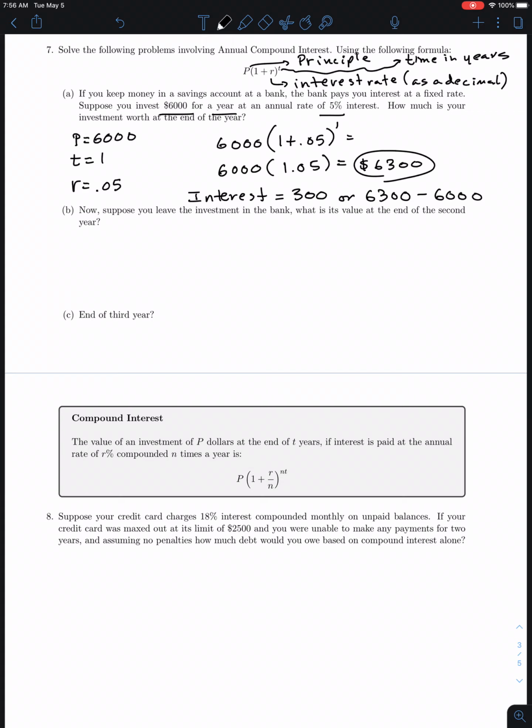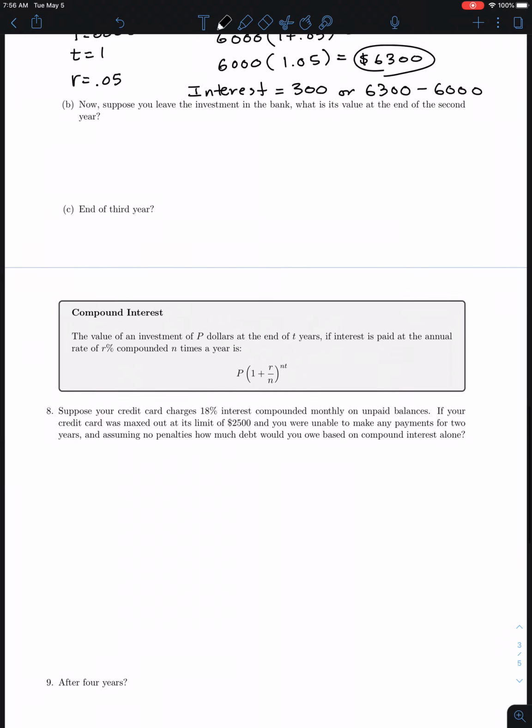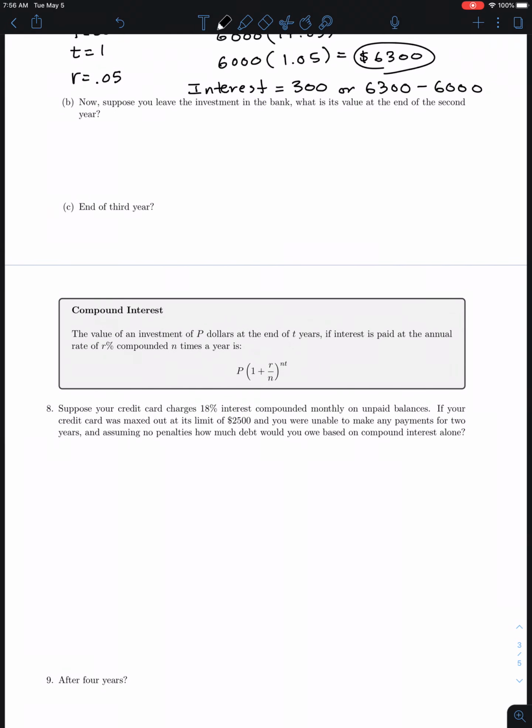All right, so B, I'm going to leave B and C for you. In this case, what they're doing is just taking the interest from the amount of money that we had at year one and calculating it the same way. So the main thing to remember here is we don't go back and use the same 6,000. Now we're going to use the 6,300 as our initial principal. Our time is still 1, and our interest rate is still 0.05 in this case. And so do B and C.